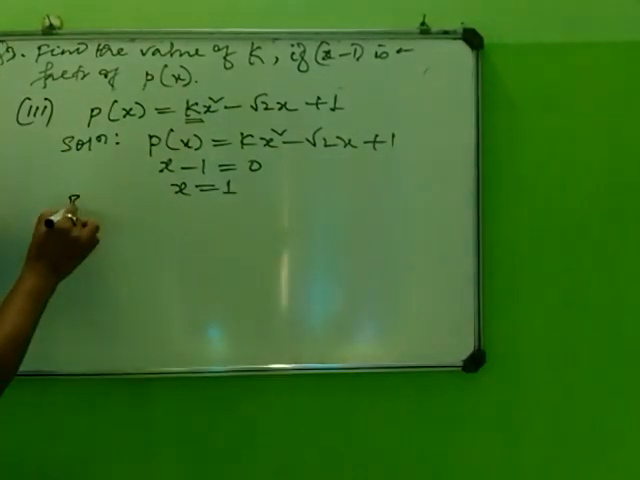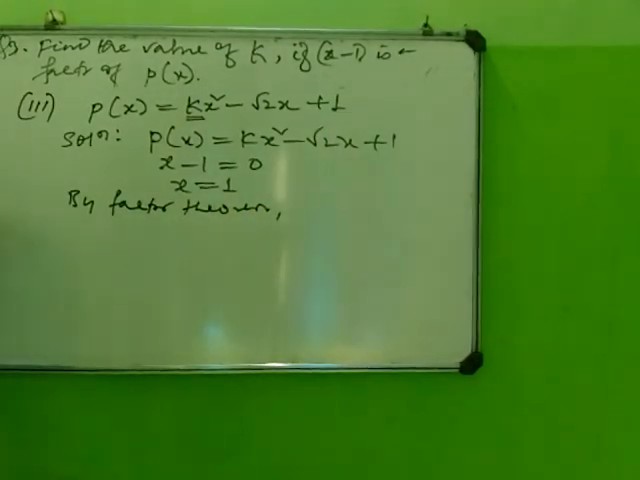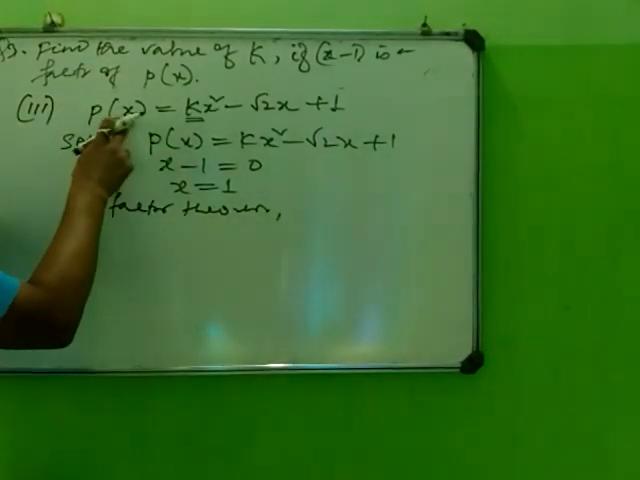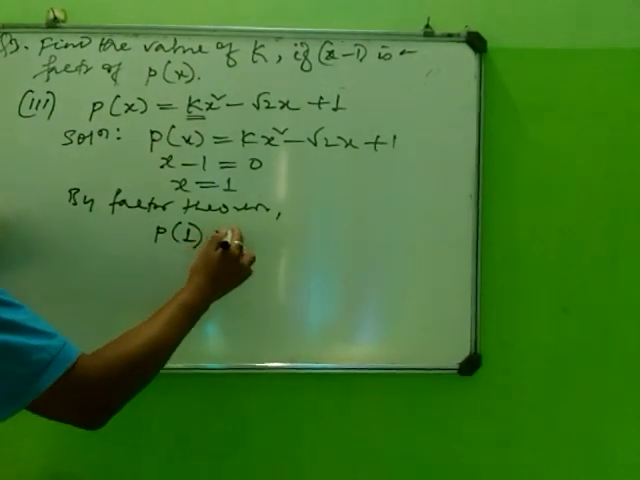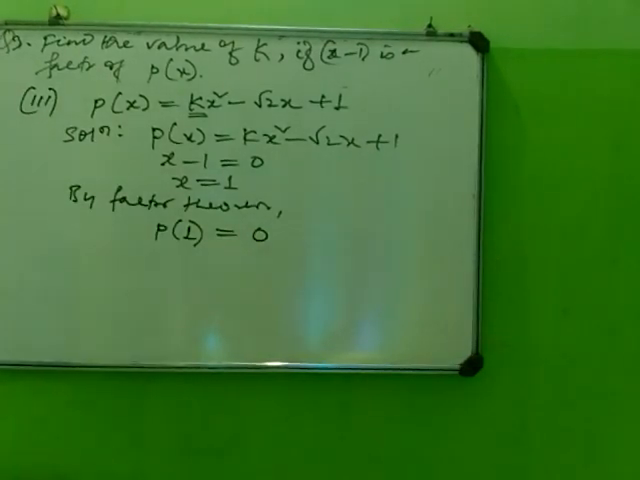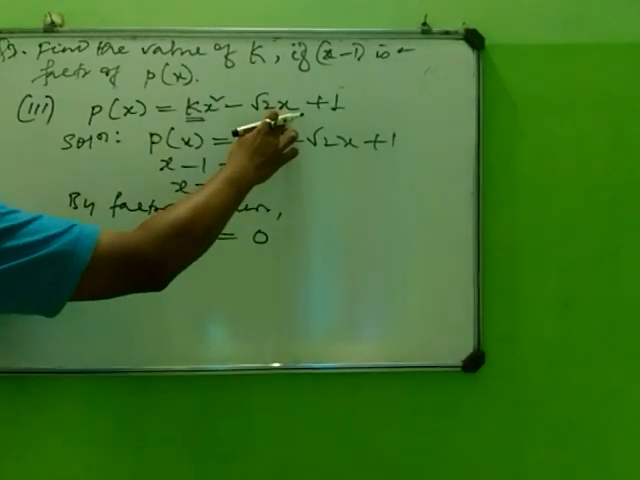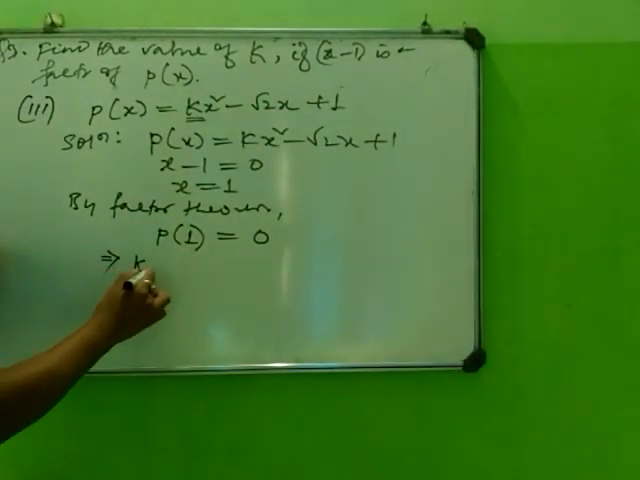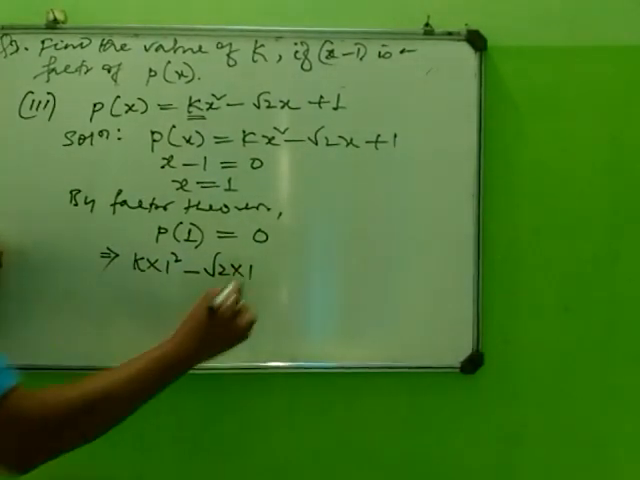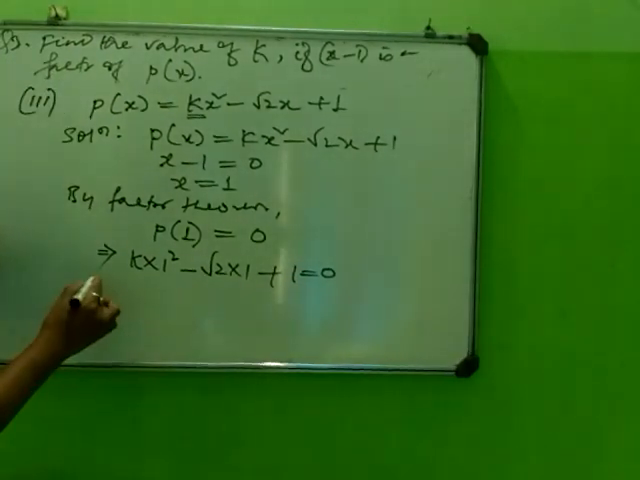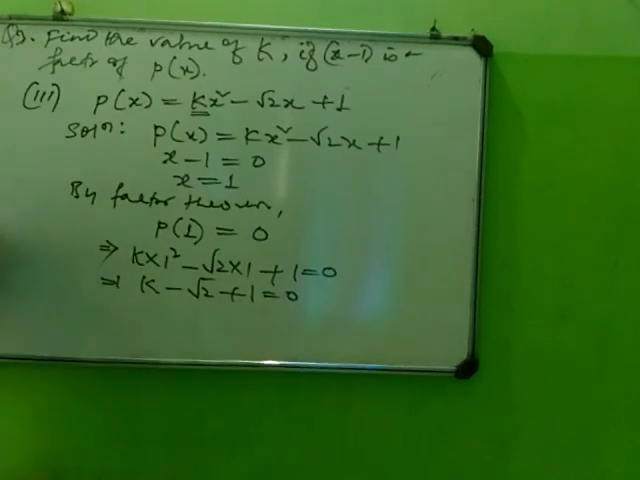Now by factor theorem, here this value of x will be 1. So p of 1 equals 0. So now all these x values will be 1. So k into 1 square minus root 2 into 1 plus 1 equals 0. So this gives k minus root 2 plus 1 is equal to 0.